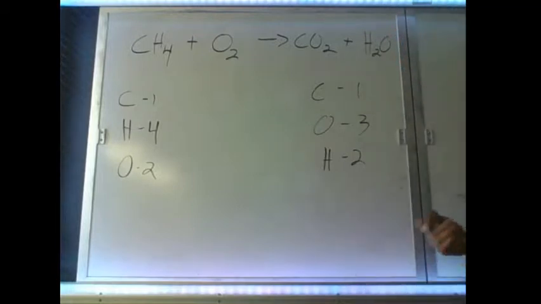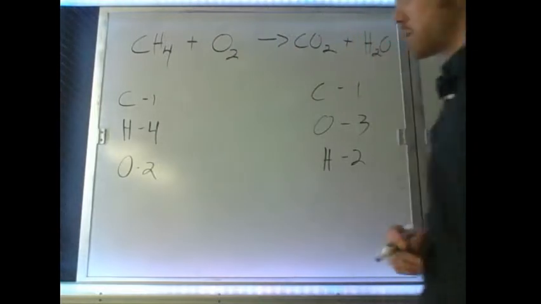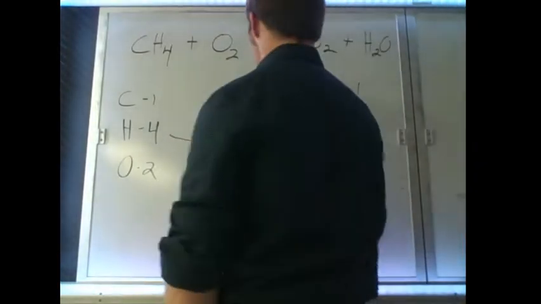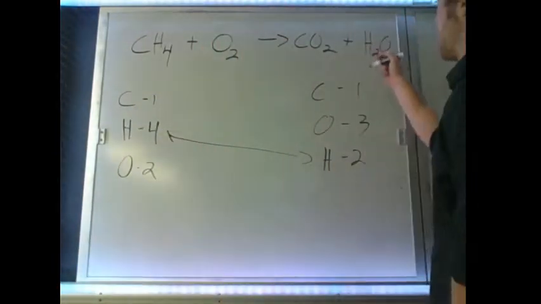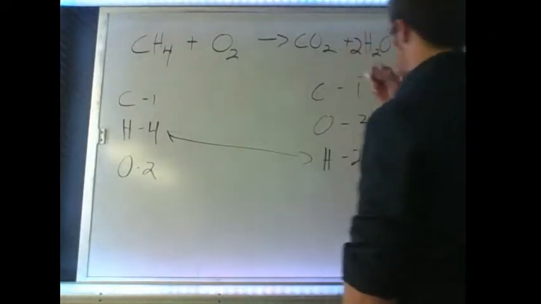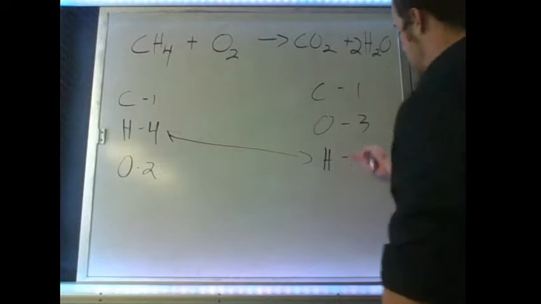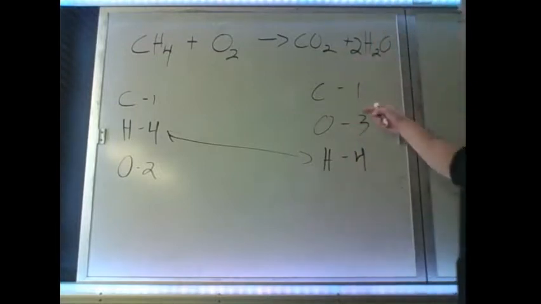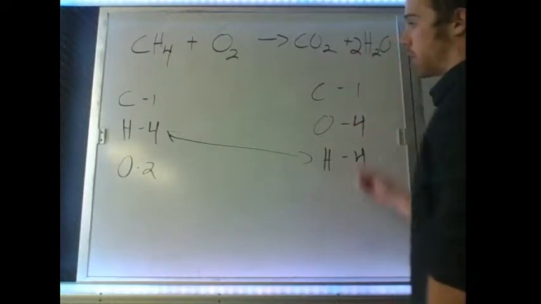So looking at this, we want to look at some type of multiple between those two things. The biggest thing I would look at is the hydrogens here. So how can we make 2 hydrogens turn into 4? Well, by putting a coefficient of 2 here, let's see what happens. I have 2 hydrogens times 2, which is now going to give me 4. And I have 2 times 1, which gives me 2, plus 2 now gives me 4.